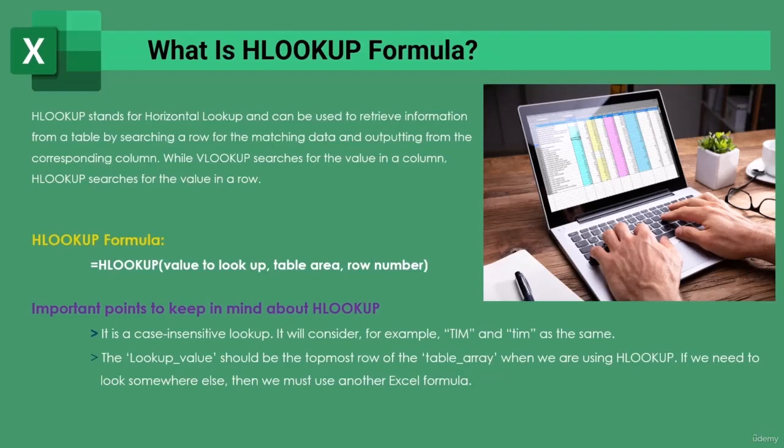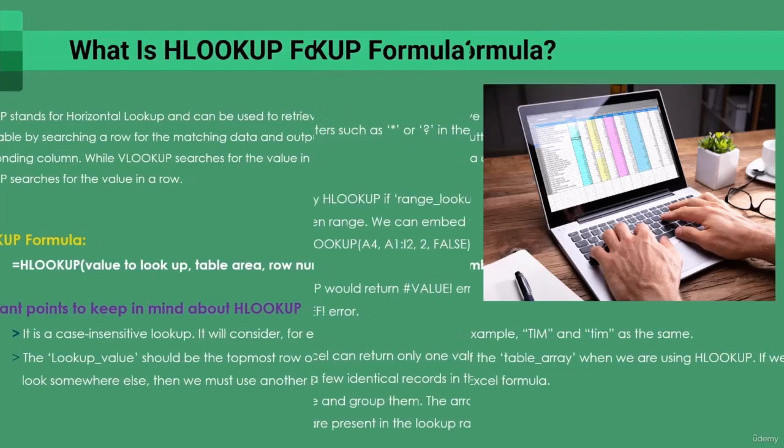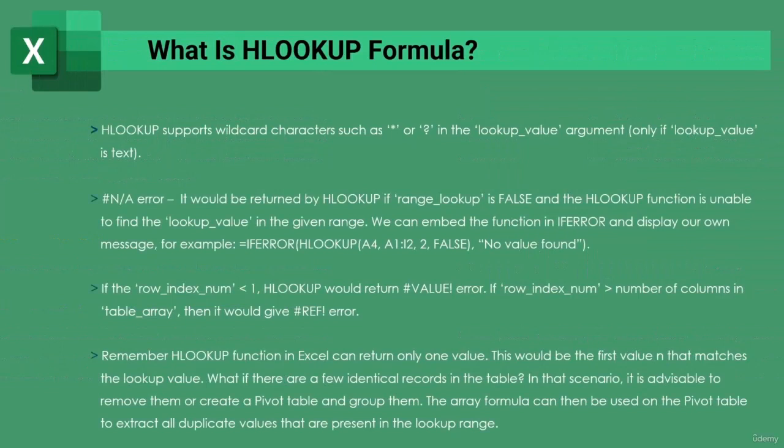The lookup value should be in the topmost row of the table array. So the lookup value needs to be in the topmost portion of the table array. When we are using HLOOKUP, if we need to look somewhere else, then we must use another Excel formula. HLOOKUP supports wildcard characters such as the star in the lookup value argument, only if the lookup value is text. A #N/A error will be returned by HLOOKUP if range lookup is FALSE and no match is found. So if the range that we have selected has no match, it will show us the #N/A error.